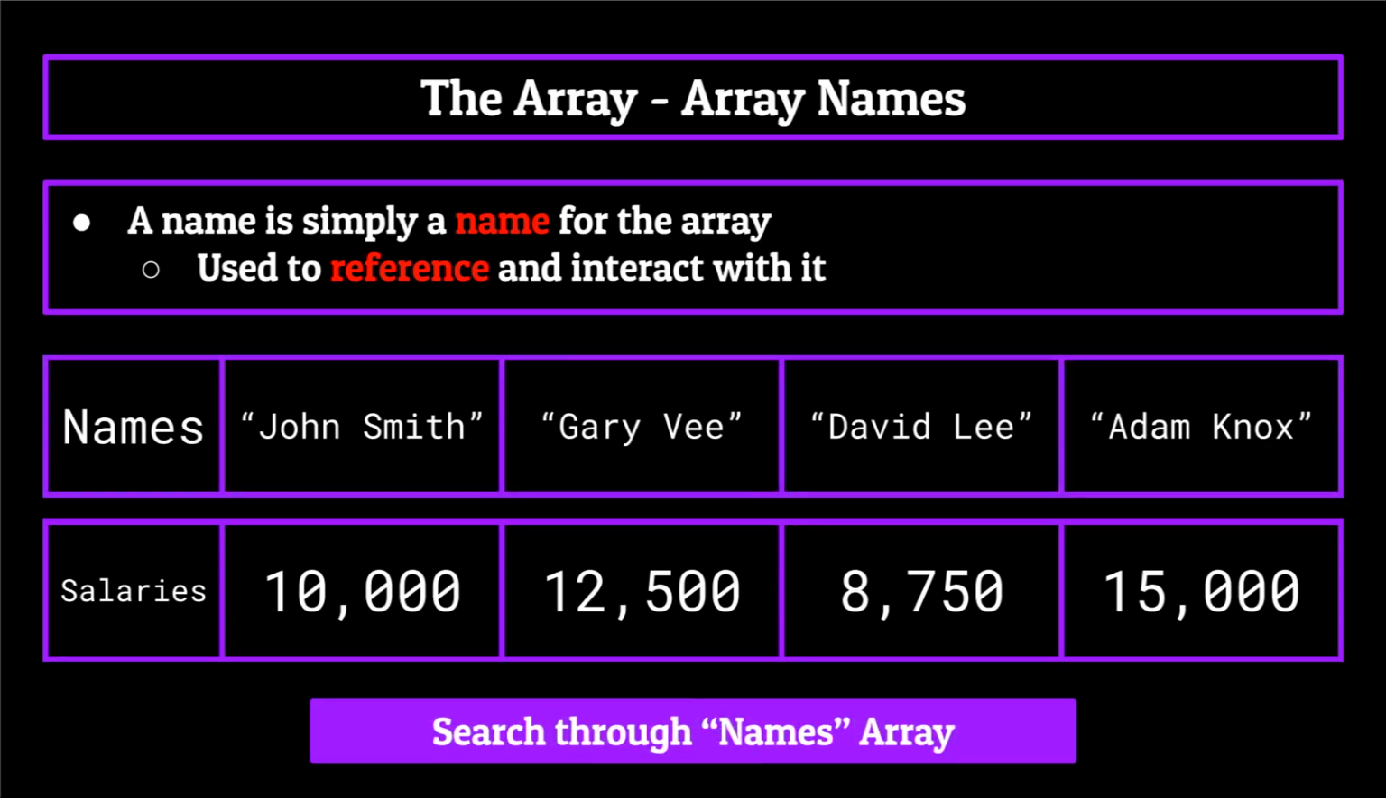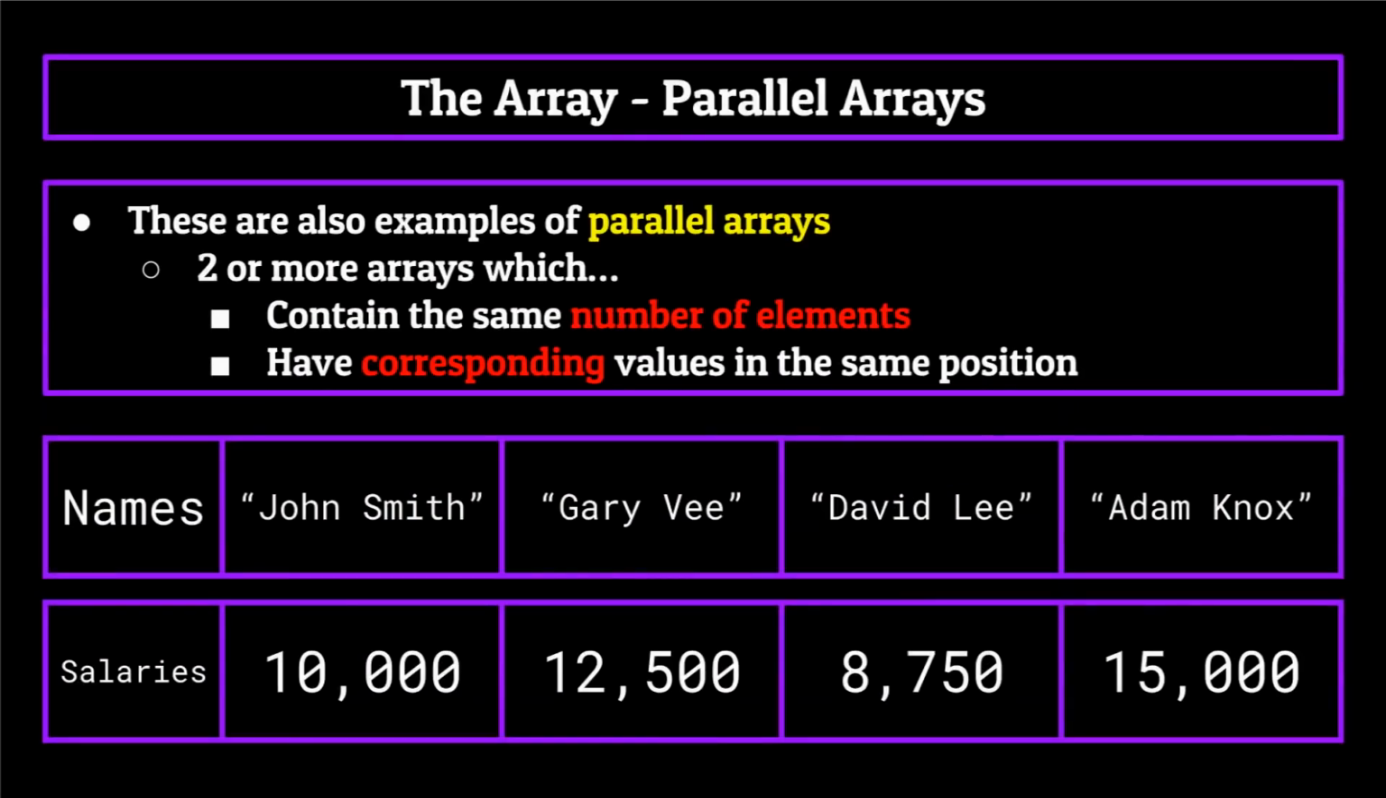This works vice versa as well, of course, if we wanted to search through the names array instead. Now, another thing to note really quickly while we have this up is that these two arrays are also an example of parallel arrays. Parallel arrays are two or more arrays containing the same number of elements and have the property wherein each element in one array is related to the element in the other array or arrays of the same position.